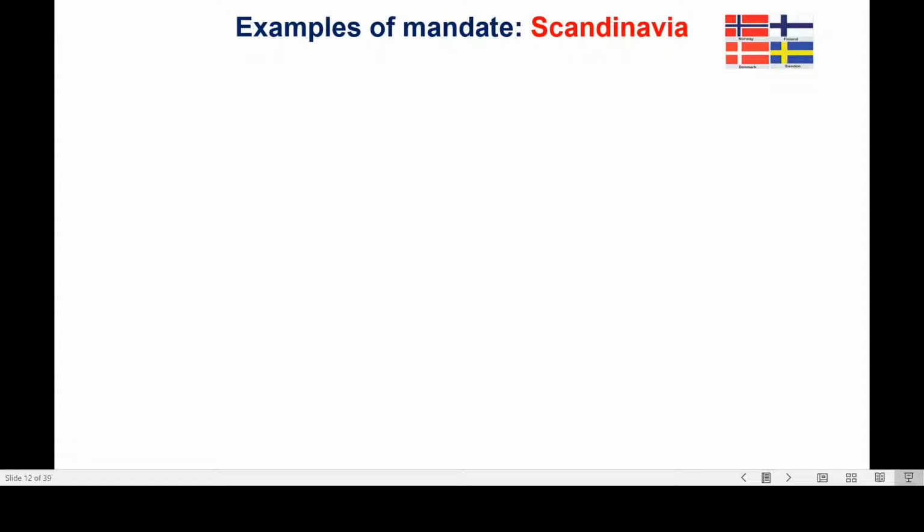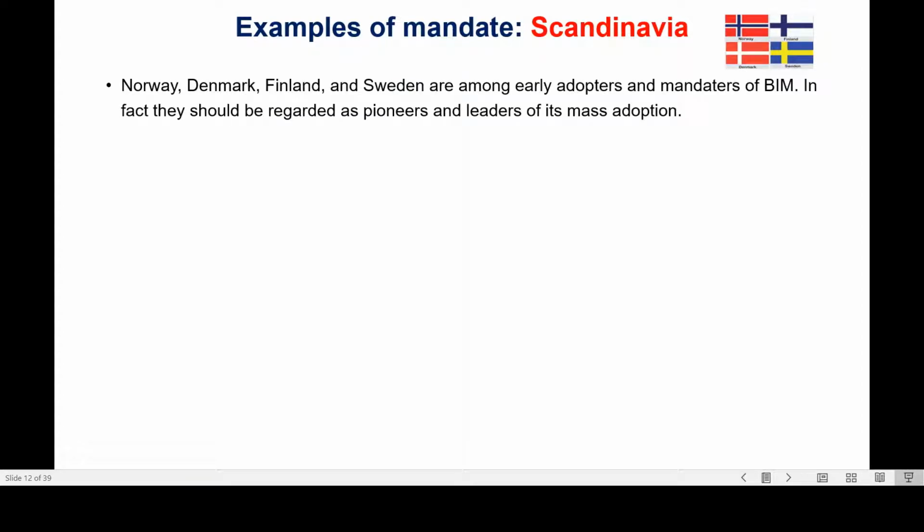If you take Scandinavian countries like Norway, Finland, Denmark, and Sweden, like I said earlier, they are regarded as pioneers. They've been doing this since the 90s and the early 2000s, leading mass adoption of BIM. Initially, it wasn't necessarily mandated. It was just an enthusiasm that they showed, and gradually the governments got involved.